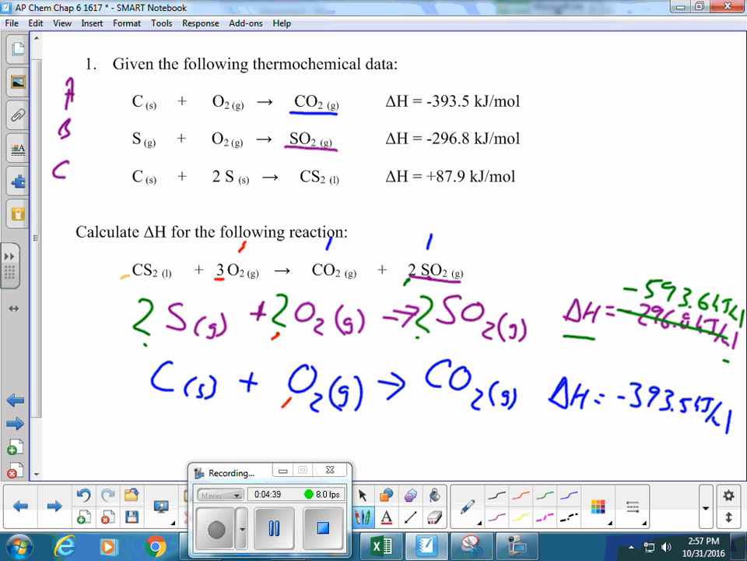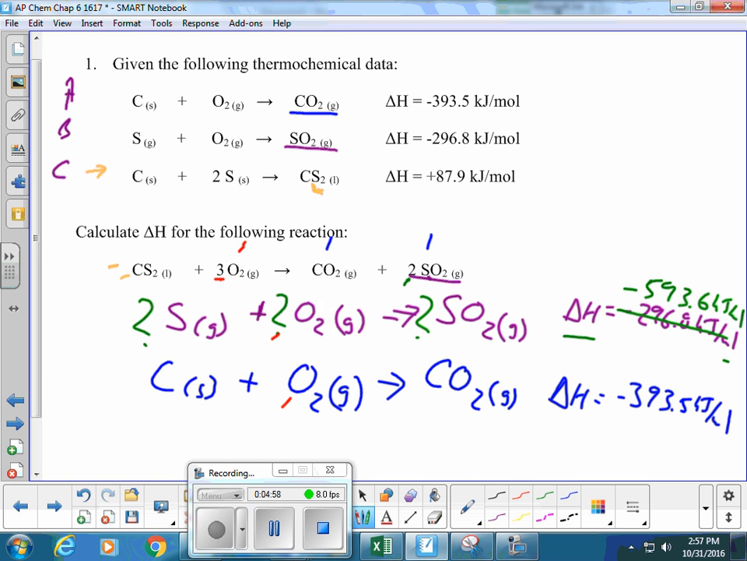Now I've got a little bit of a problem because in this reaction here, it's a reactant, and in this reaction here, it's a product. So what I'm going to do is take this reaction here, reaction C, and flip it. I'm going to put the products on the reactant side.